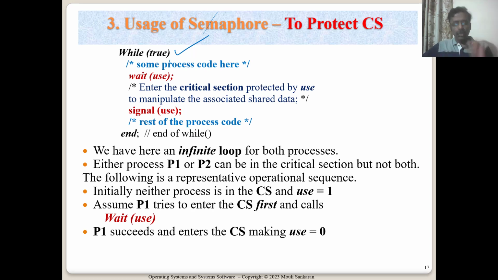It will also update the semaphore variable inside the kernel. It's not visible to you. So the value will be made 0 because it is decremented while coming in. And P1 succeeds. When I say succeeds, it means it wakes up and comes out of the wait function call without getting blocked inside.